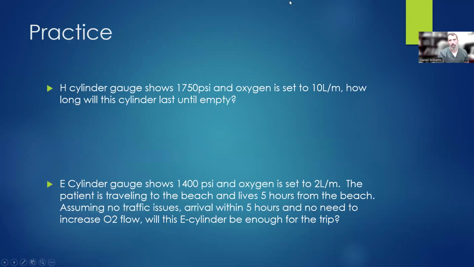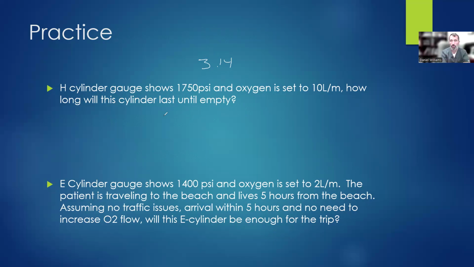All right, so 2 practice problems. I'll bring up my writing feature again. And you've got an H cylinder. So we know up here we are utilizing the 3.14 cylinder factor. That's what we're going to utilize because it's an H or K cylinder. It shows that the pressure is 1750 and the oxygen flow is set at 10 liters per minute. How long is that cylinder going to last until empty? So how long will that cylinder last until there's nothing else left in the cylinder?